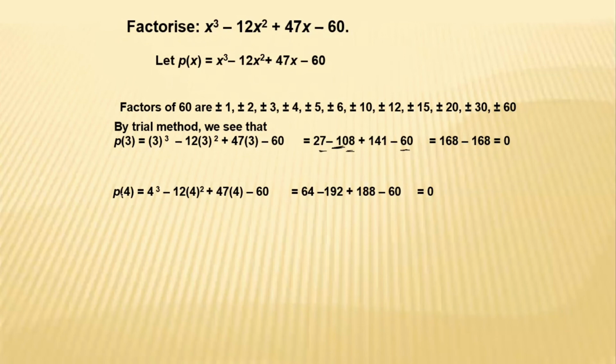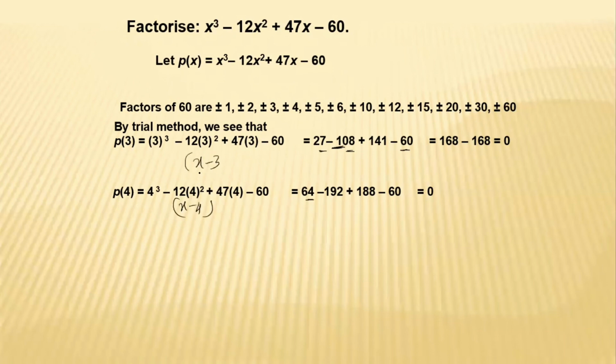Now let us take p of 4. We are just choosing. Luckily, after practice, you will understand which one to try. We cannot keep on trying all of these factors. Just try whichever you can; 3 we tried, now we are trying 4. Now we put here 4 cube. 4 cube is 64. 4 square is 16. 16 into 12 is 192. 47 into 4 is 188. And when we add it, we are getting 0. So yes, x minus 4 is also a factor.